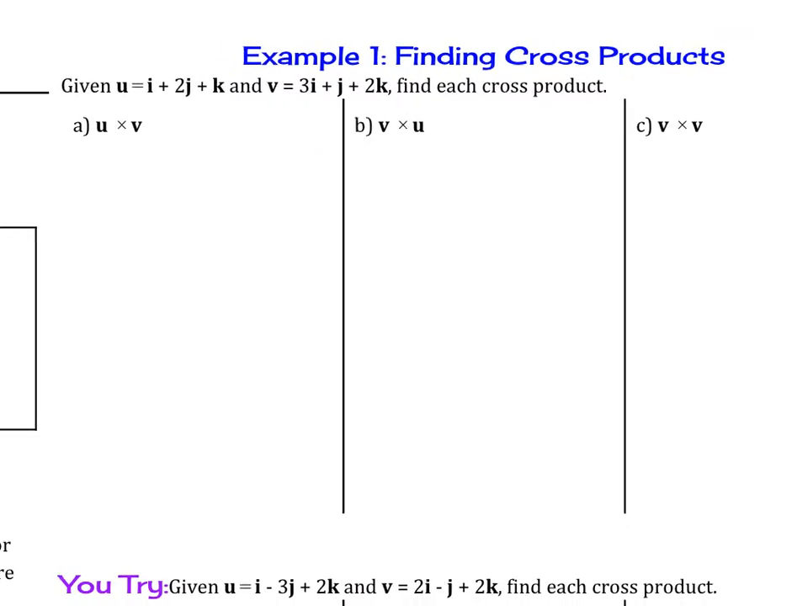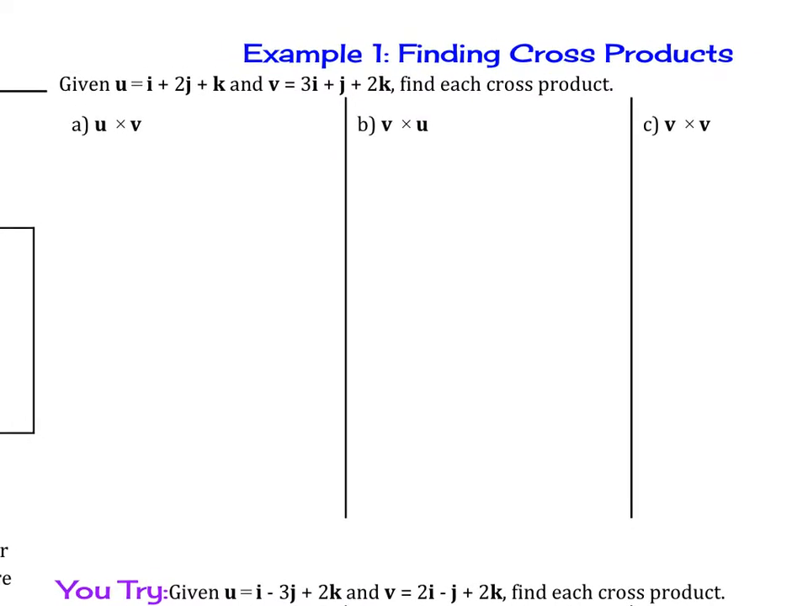Find the cross products, given u equals i plus 2j plus k and v equals 3i plus j plus 2k. First we're going to find u times v. The first row is i, j, k, and then the next rows are just the numbers: 1, 2, 1, and then 3, 1, and 2.